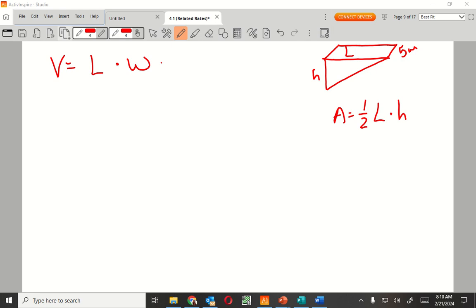Okay, so I'm going to have to rewrite my volume problem, because I don't have just a regular height. So my volume, I can't use this one here, because my volume is going to be 1/2 length times height times width.